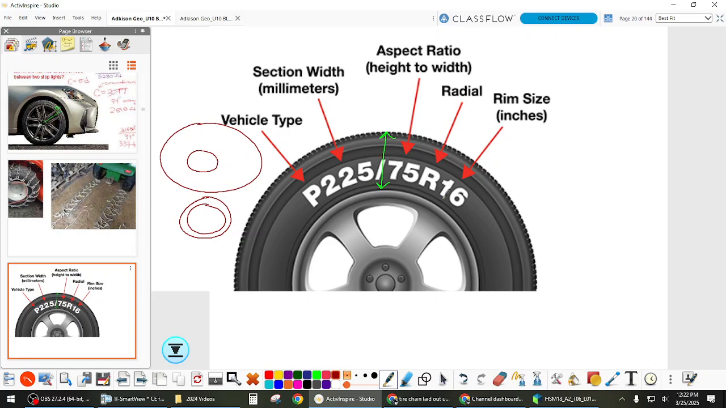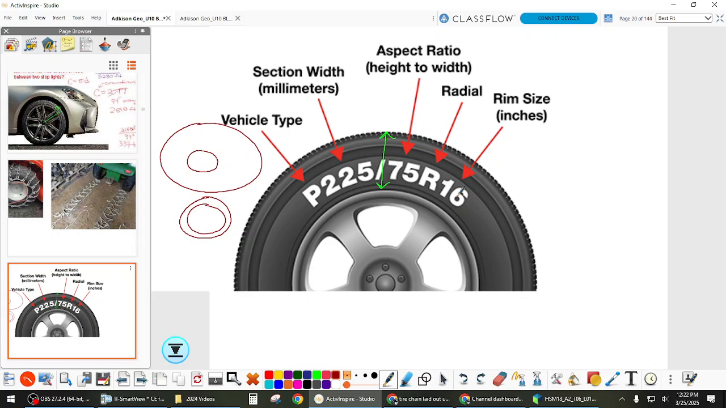And then what do you think R16 means? What would R be? That's a word we know. The rim. And what about the rim? Its size. Yeah, but is it the radius or is it the diameter? So the rim is 16 inches in diameter.